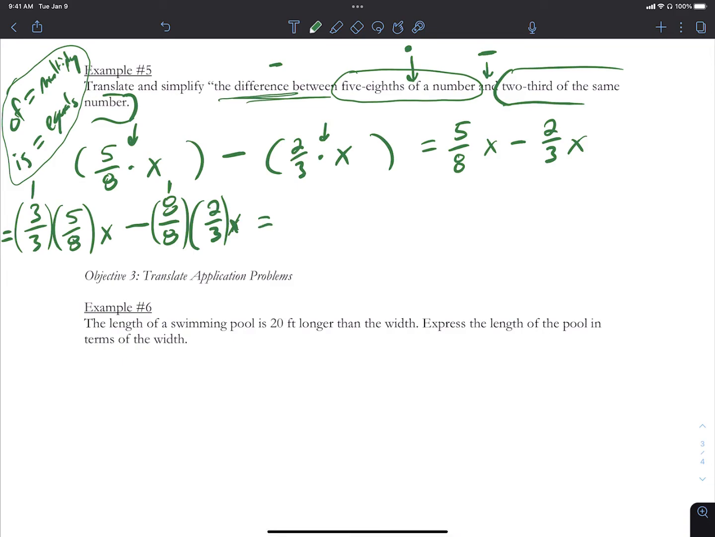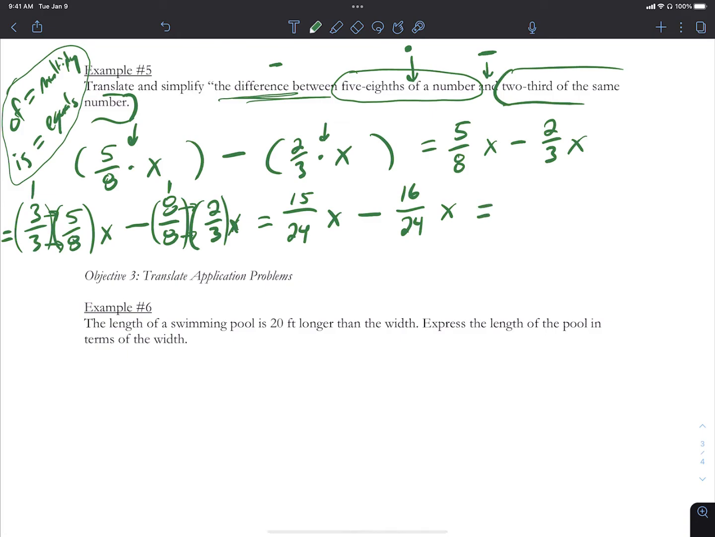So it's still equal. Now if I simplify this, I multiply straight across, right? So 3 times 5 is 15, and then 3 times 8 is 24. So I would have 15/24 x minus, and then I multiply straight across again, right? So 8 times 2 is 16, and then 8 times 3 is 24. So I get 15/24 x minus 16/24 times x.